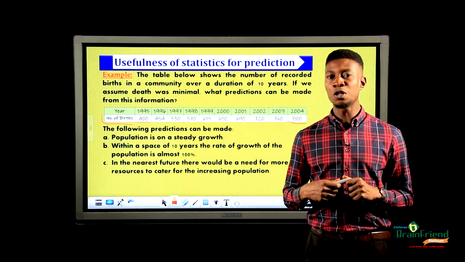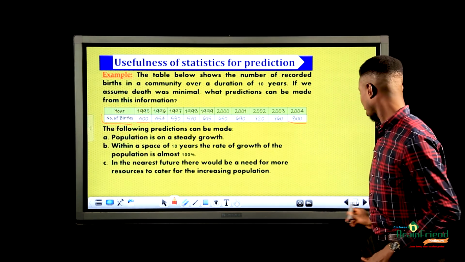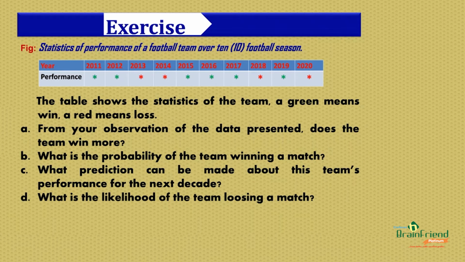I'd like you to pause the video and try out the question. I'm sure you are done. The table shows the statistics of the team. A green means win, a red means loss. Now, question A says, from your observation of the data presented, does the team win more? The answer is yes, because the team had 6 wins out of 10 seasons.